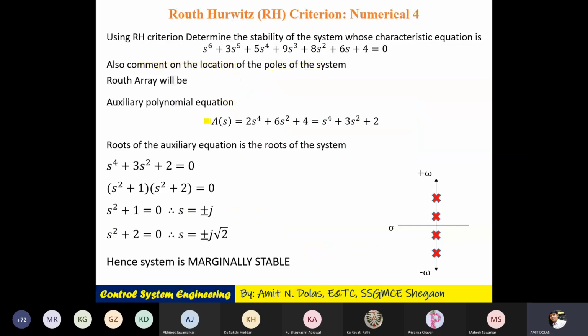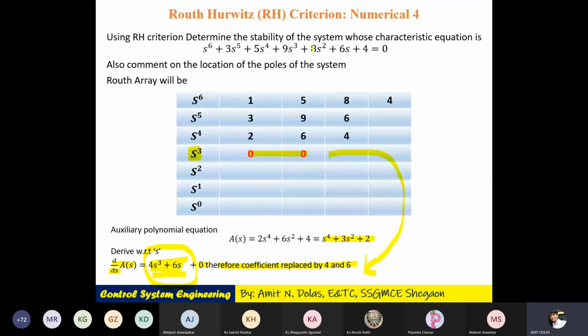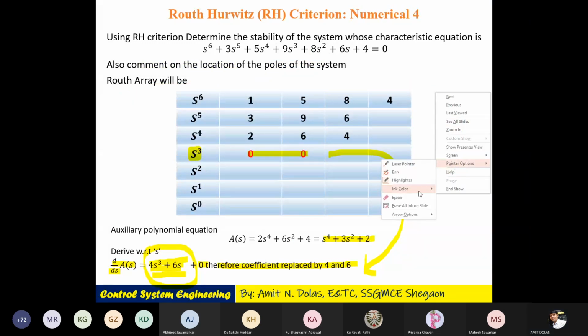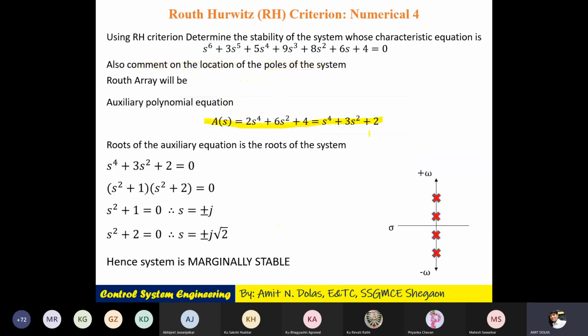Let's work on the auxiliary equation that we obtained. क्या निकाला था auxiliary equation? वहां पे लिखा है, फिर भी I will come here. ये auxiliary equation निकाला था because we got these zeros here. So auxiliary equation, s to the power 4 plus 3s square plus 2 equal to 0. So we took this auxiliary equation.